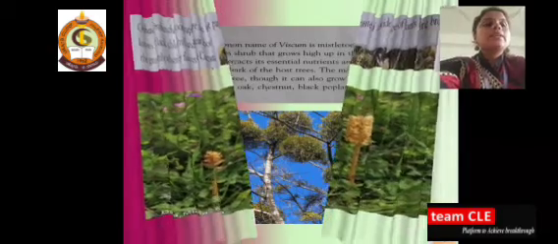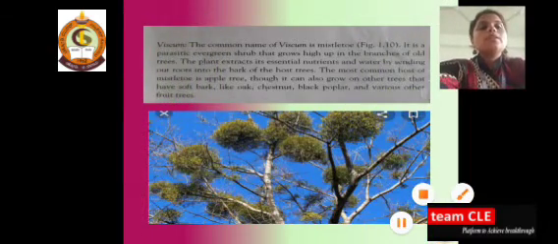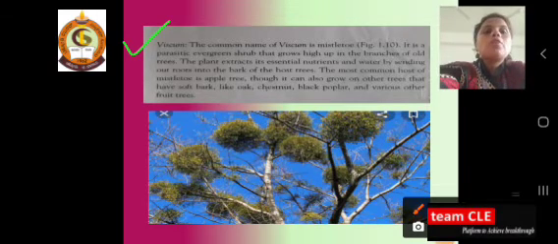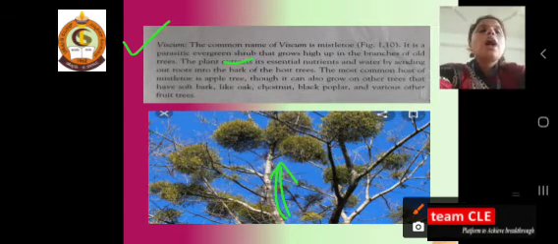The last example is Viscum. The common name of Viscum is mistletoe. It is a parasitic evergreen shrub that grows high up on the branches. You can see here, this is the Viscum, which grows high up on the branches of old trees. On old trees it can be found. It is a parasitic evergreen shrub that grows high up on the branches.